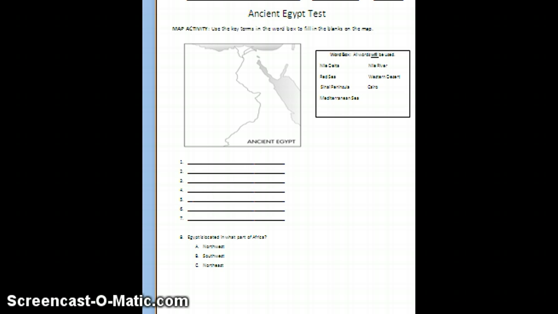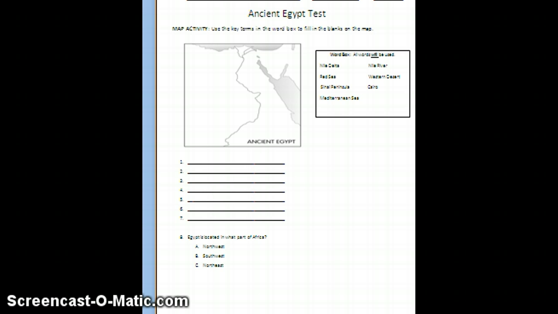Timeline. Use the timeline below to answer the questions. History at a glance. Early dynastic period, 3100 to 2686 BC. 3200, Upper and Lower Egypt united. 3000, Egyptians developed the square-rigged ship. 2900, large-scale irrigation and drainage projects begin.